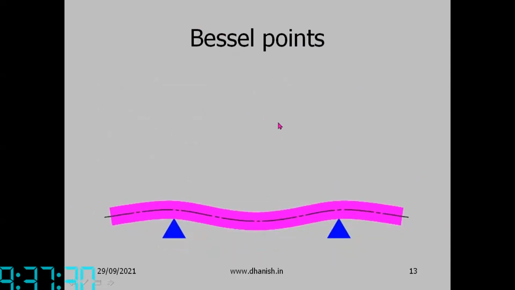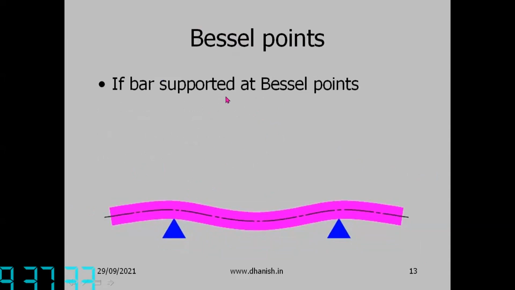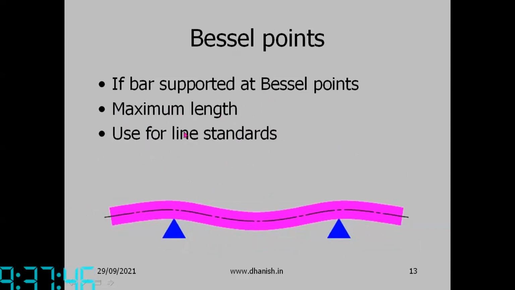Then other special points are Bessel points. If the bar is supported at Bessel points, then it results in maximum length of the beam. The distance between this point and this point will be a maximum. So this is used for line standards. Line standards are lines engraved on the surface. So for line standards, we support the beam at Bessel points. So for Bessel points, A equals 0.5594 L.